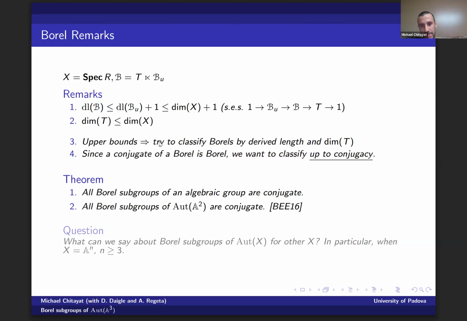So we will see that this type of analogy is very far from being true, and we will show that you actually have tons and tons of non-conjugate Borel subgroups of Aut A3.